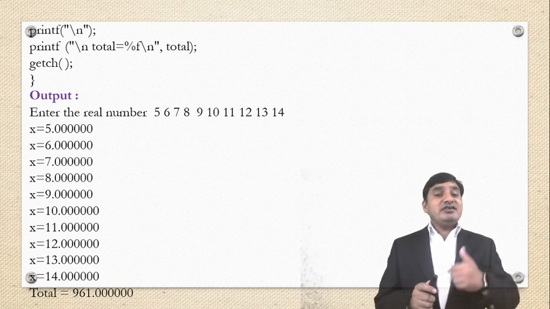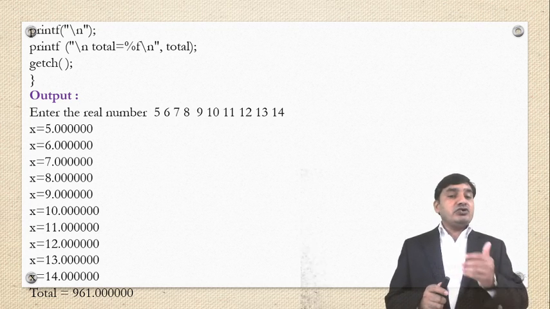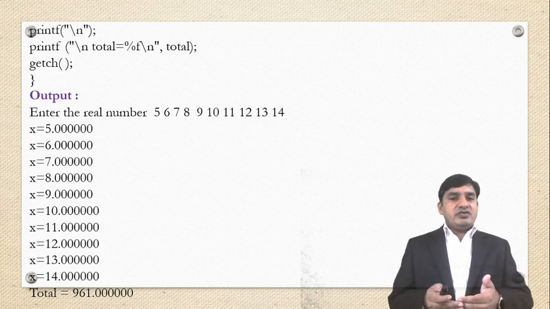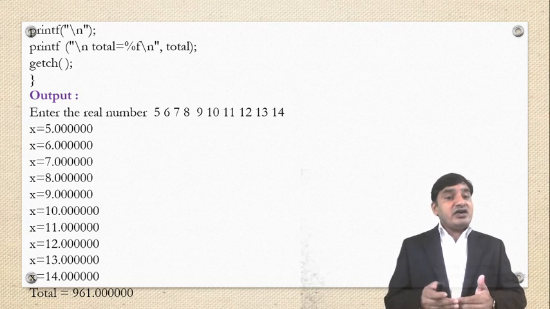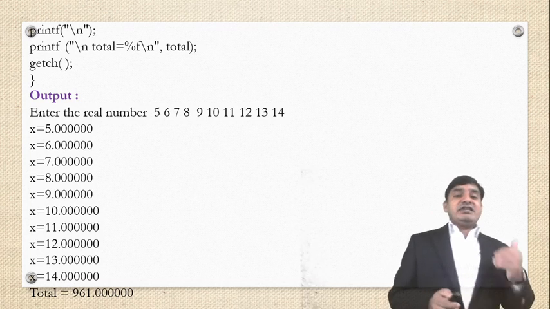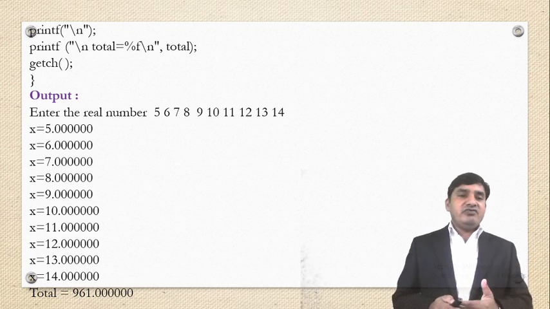So total is equal to total plus x[i]. So we get the square, and the square is added to the square of the next number. This process is carried out up to 10 values.